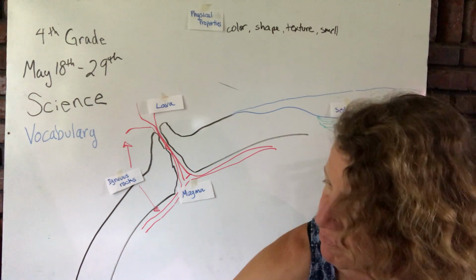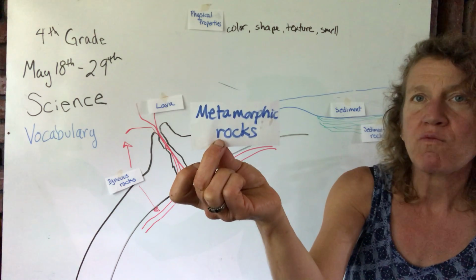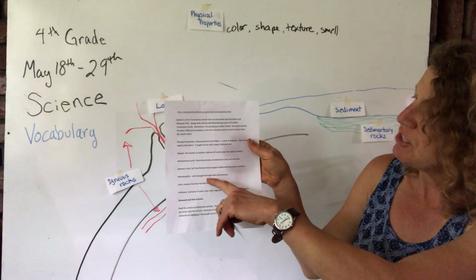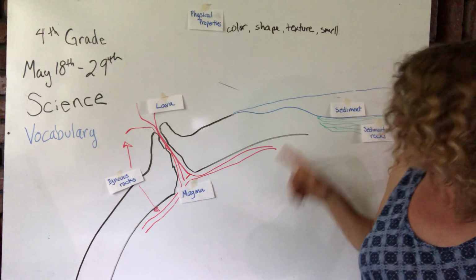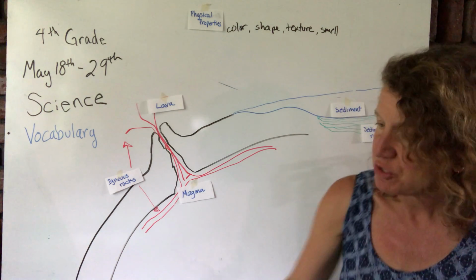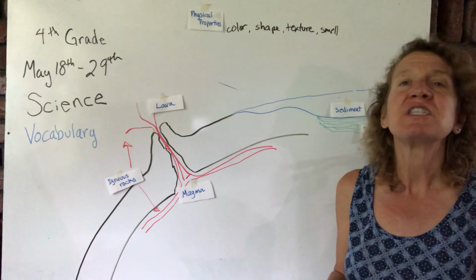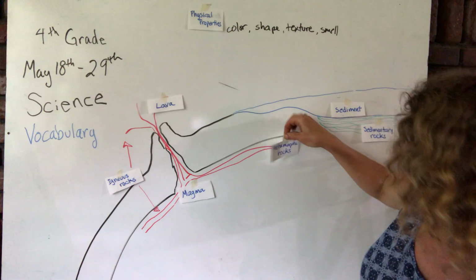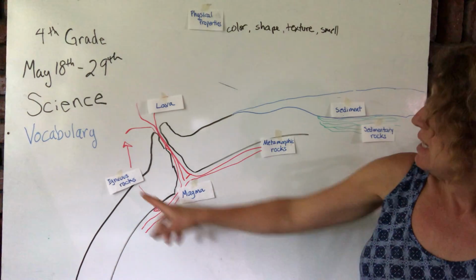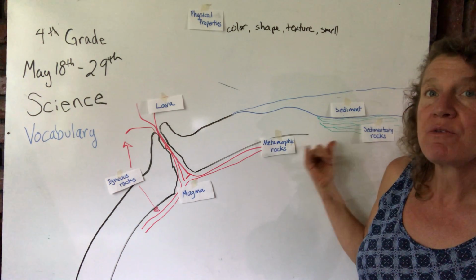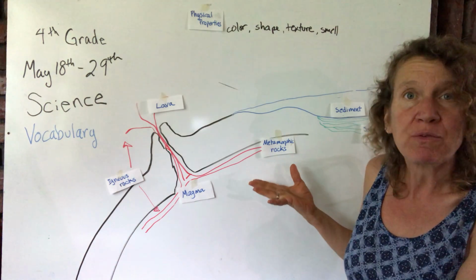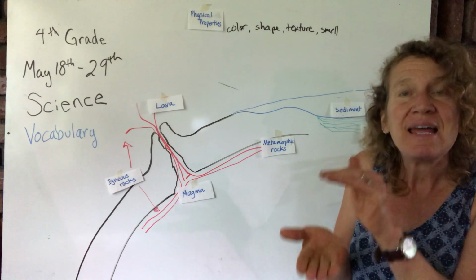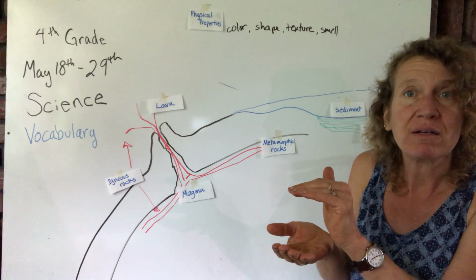Finally, metamorphic rocks. Okay, definition: rock changed through heat and pressure. That is underneath the Earth's surface. Underneath our Earth's surface, there's extreme pressure and heat, and it can change igneous rocks or sedimentary rocks or even other metamorphic rocks into new rocks by that heat and pressure, and then it becomes a metamorphic rock, okay?